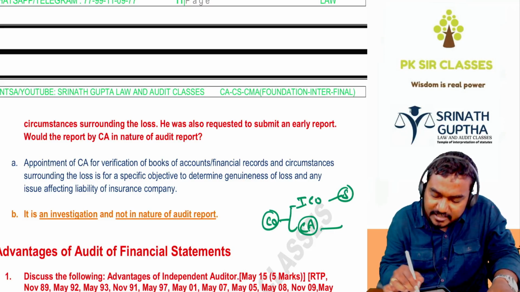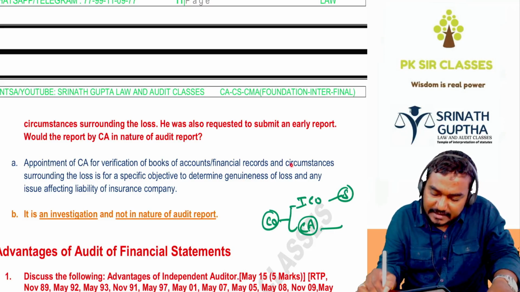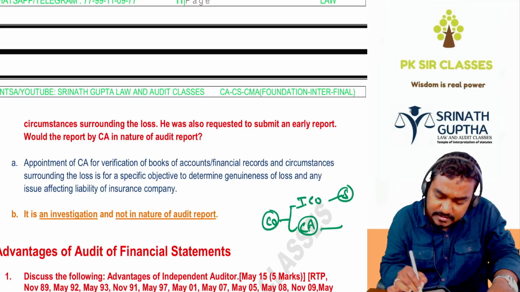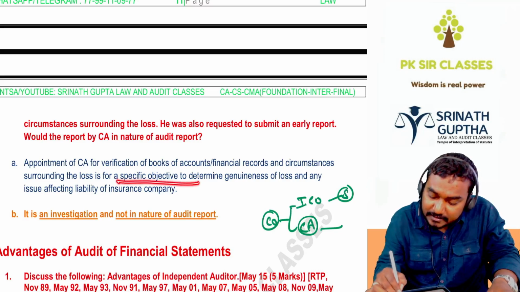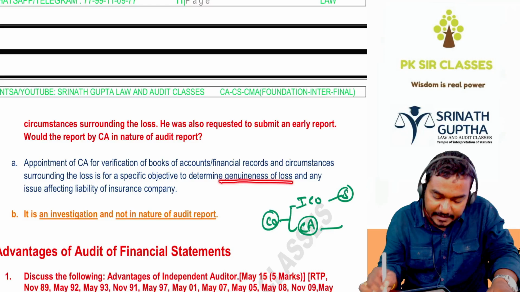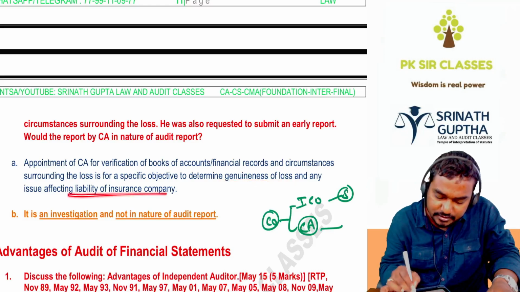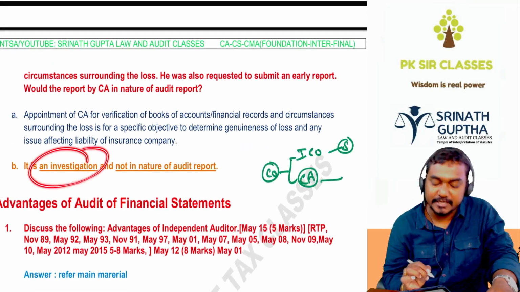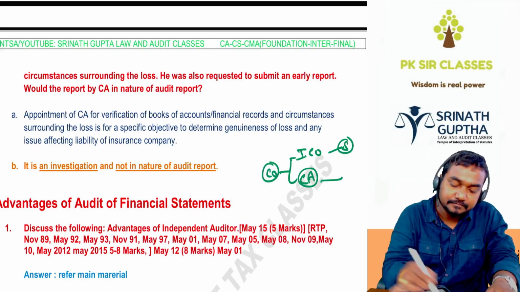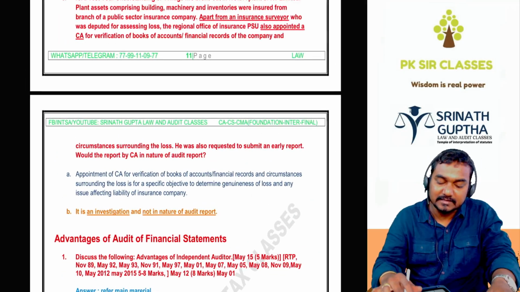Appointment of a CA for verification of the books of accounts and financial records and circumstances surrounding the loss is a specific objective issue, to determine the genuineness of the loss and any issue affecting the liability of the insurance company. It is an investigation, but not in the nature of an audit. So this kind of question comes in the exam. Clear until now?